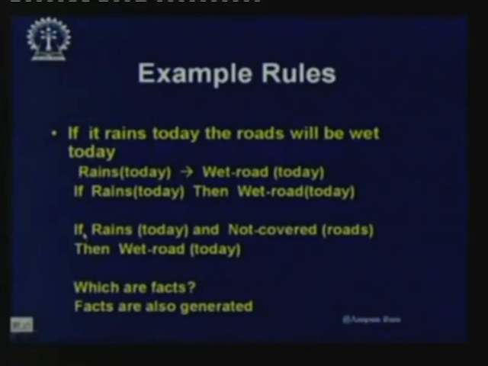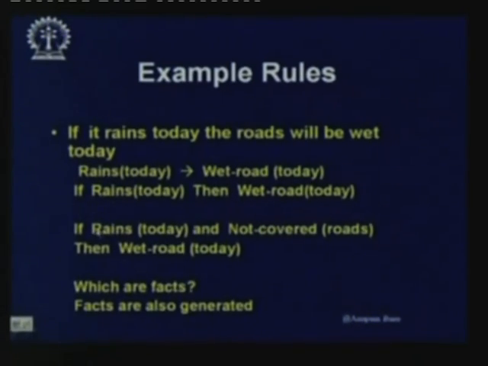There is another rule that I have added here. If rains today and not covered roads, that is, if the roads are not covered, then wet road today. Now, look at the difference between these two rules. This rule is obviously more specific, because it says that the road will be wet today if it rains today and the roads are not covered, whereas this is a much weaker statement: if rains today, then wet road today. Now look at the antecedent part of this rule. Rains today is an antecedent and wet road today is a consequent.